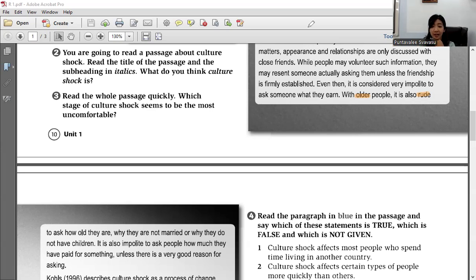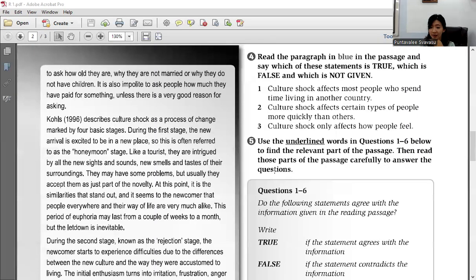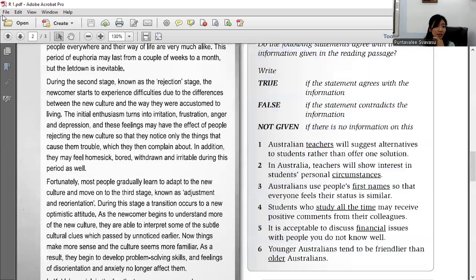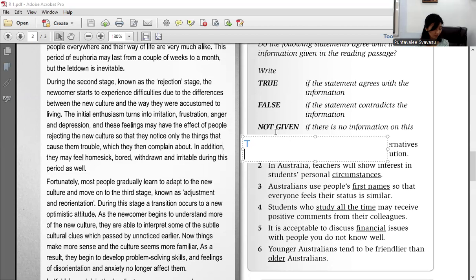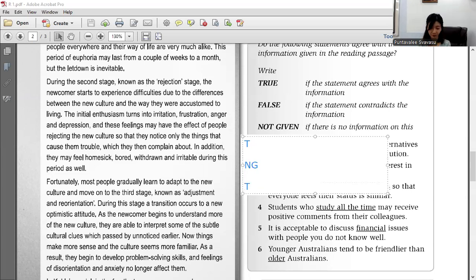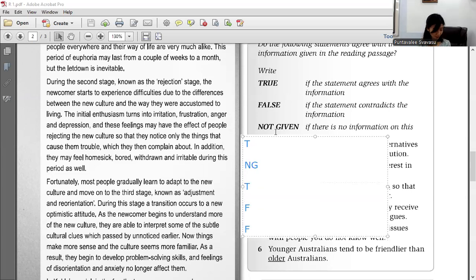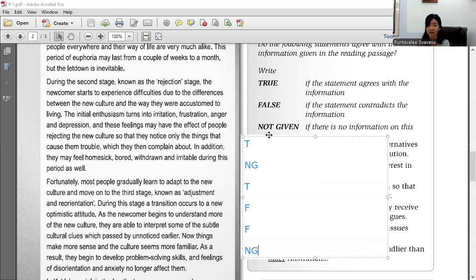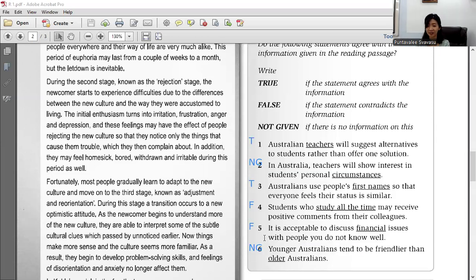So for the answer of the task right here, I'm going to type it again so that you can check. The first one is true. The second one is not given. The third one true. The fourth false, false, and not given. So this is the answer of the 6 questions here. You will see that you would be able to find it. You have to do detailed comprehension in order to get the correct answer. So be aware of that.